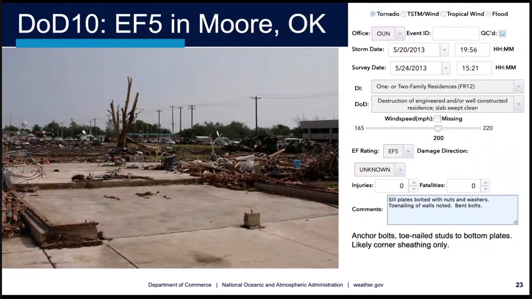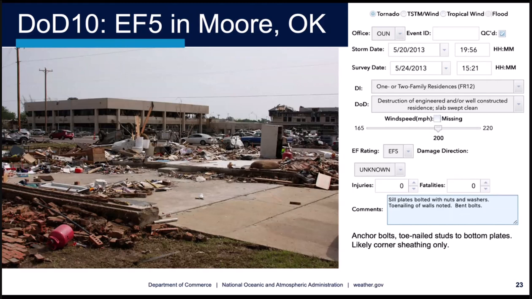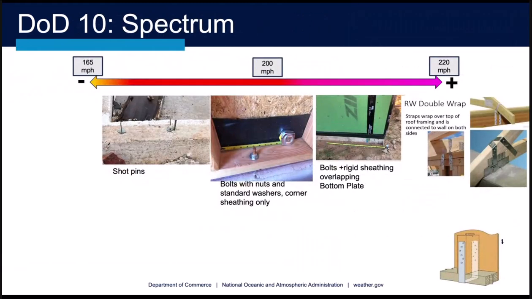EF5, what are we doing more? We did sill plates bolted with nuts and washers, and the walls were toenailed down. And that was the key thing. The bolts are actually bent, so it took a lot to actually bend those. That was the key difference. But those houses probably only had corner sheathing, not full wall sheathing, like you'd expect with 130 mile an hour codes. So it's not like we're expecting a total fortress, but just looking for a little bit more than what I've seen so many houses out there exhibit. So that's my spectrum there.